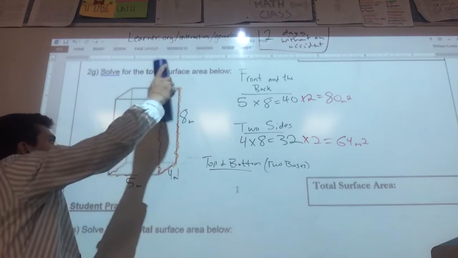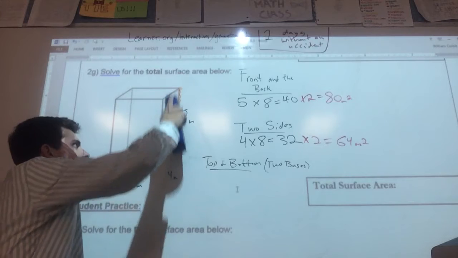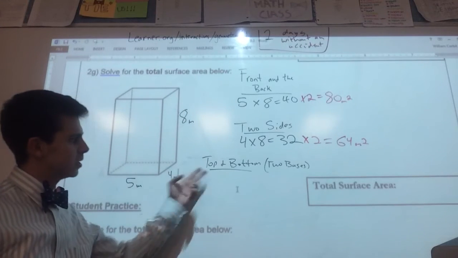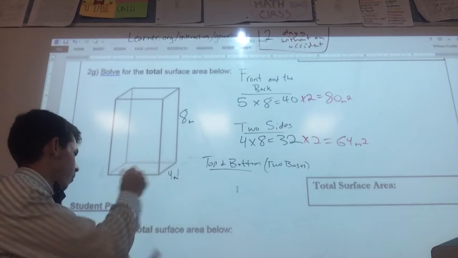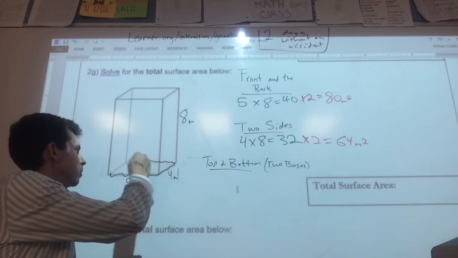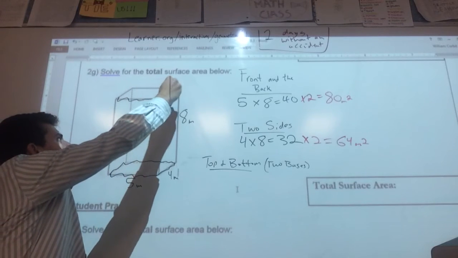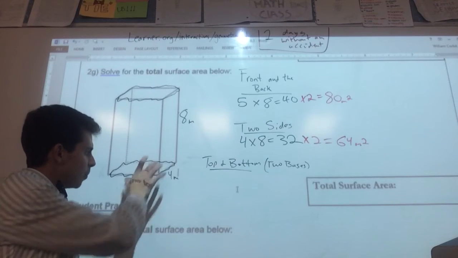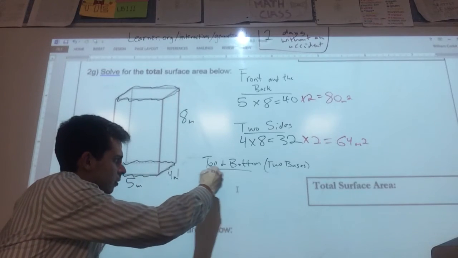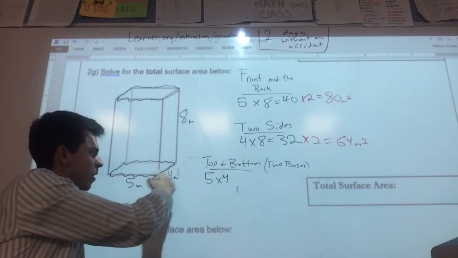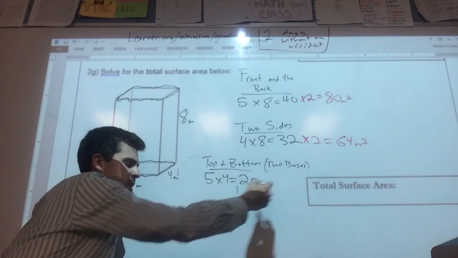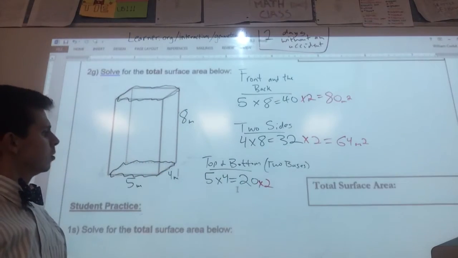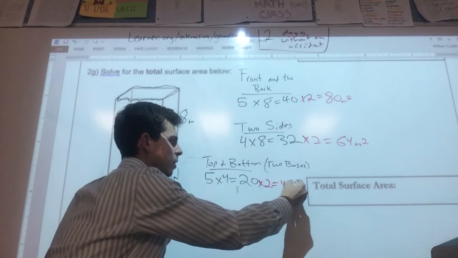Now, the top and the bottom, so I'm going to be solving for this one and this one. You can do a better job with the squigglies than I can. The bottom is 5 by 4. 5 by 4, and that's equal to 20. And then I'm going to multiply by 2, which is equal to 40 meters squared.